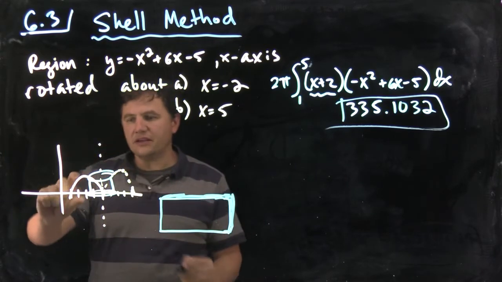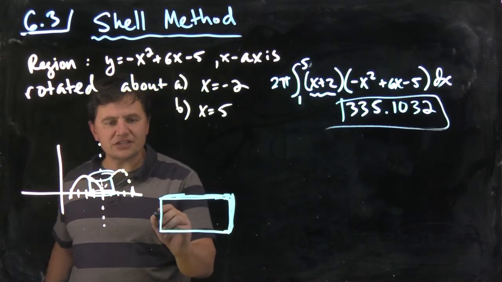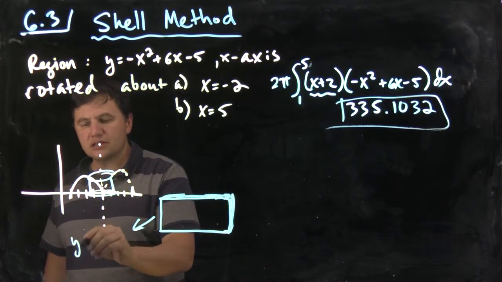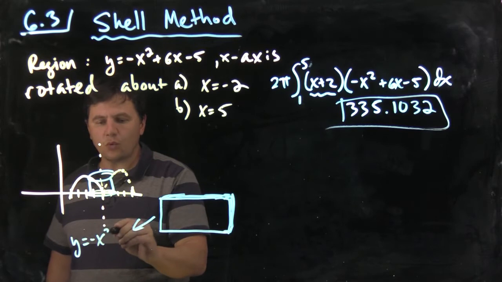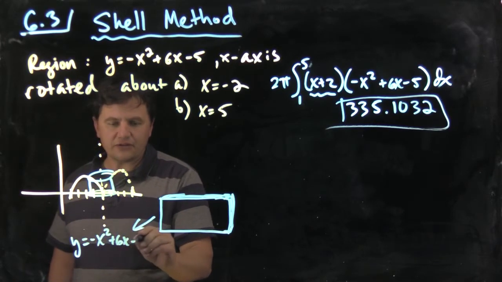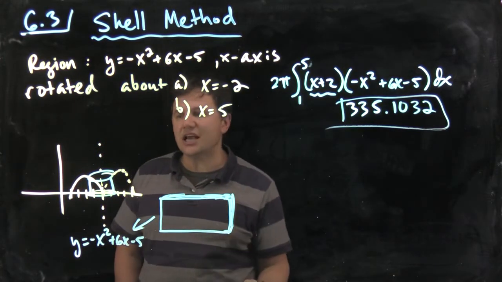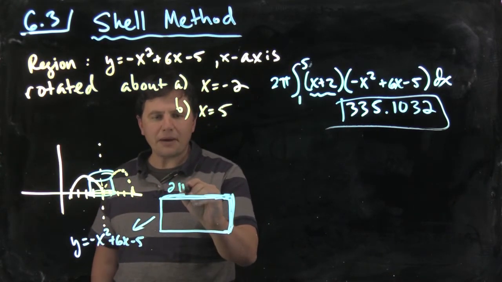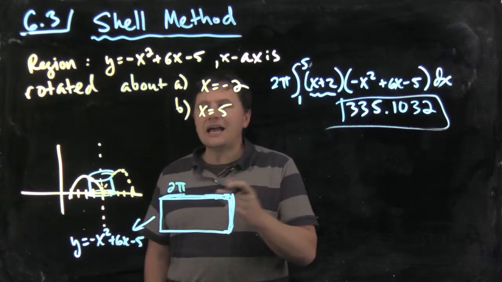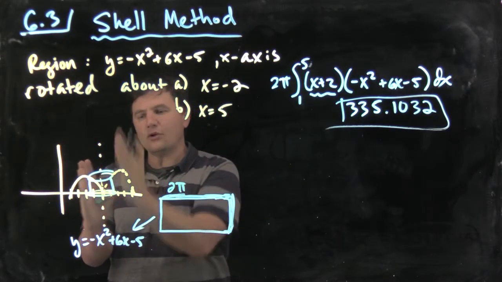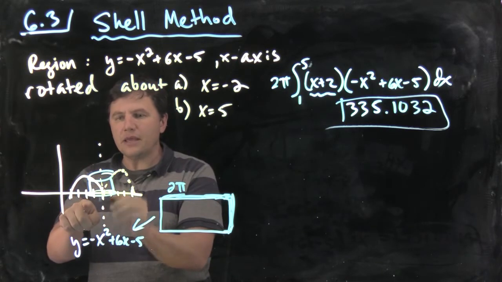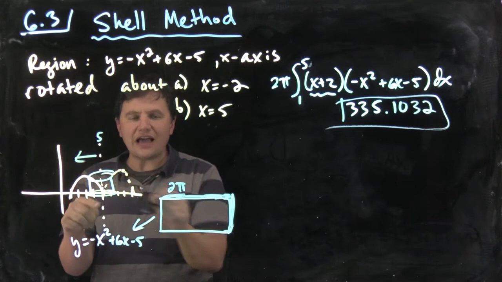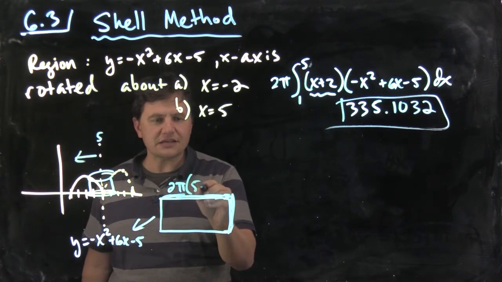that the height is going to be exactly the same. That height of that shell isn't changing no matter how I'm changing that axis of rotation. The height of that shell continues to be y equals negative x squared plus 6x minus 5. Okay. What changes in each case is the circumference because the r is changing. Now, same thing as before, 2 pi and then r. This time the axis of rotation is on the right. So it's now going to be 5 minus x, right? So 5 minus x is going to give us that r.